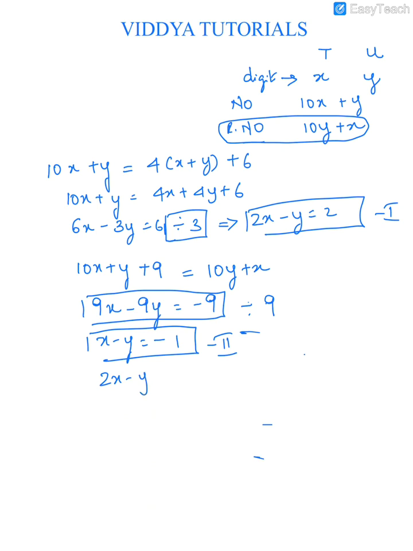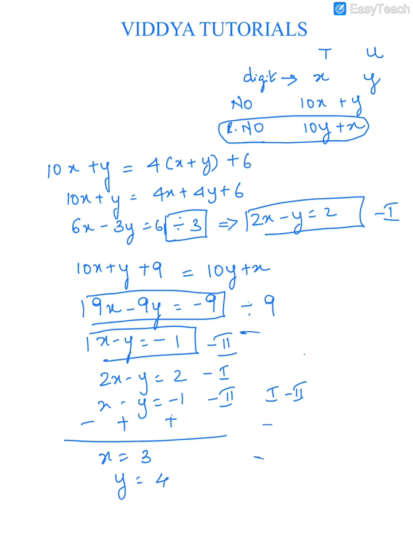So when I solve these two equations, it is extremely easy for me. I don't need to do any changes. I will just subtract the two equations. That changes my signs and I get x is equal to 3. If x is 3, then y becomes 4 and the number is 34. This is your answer.